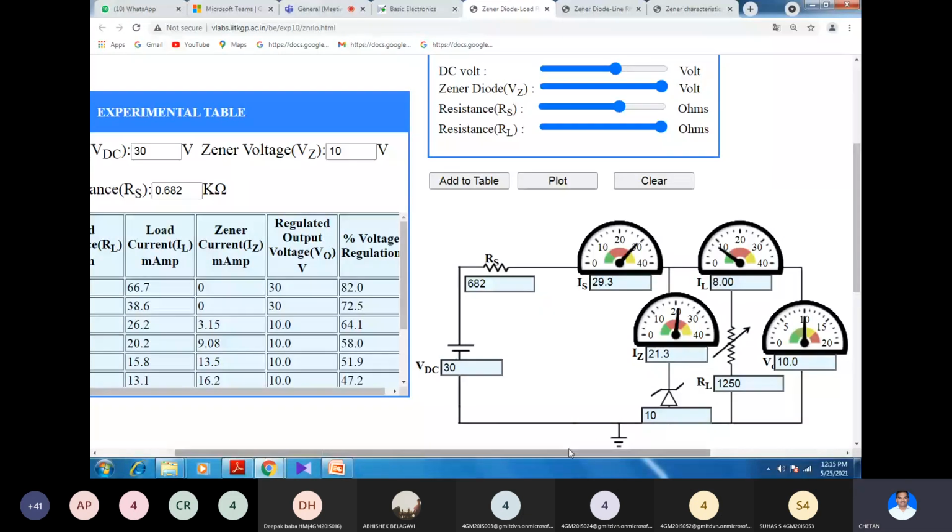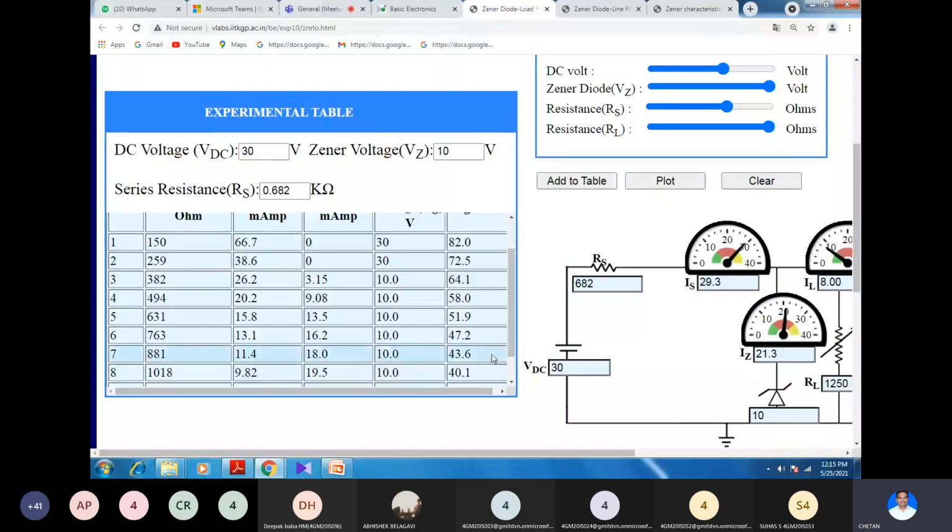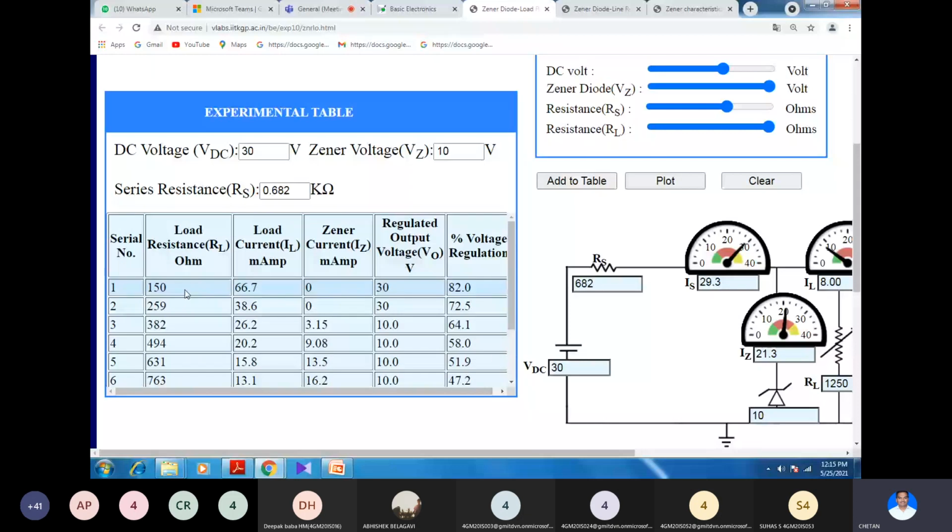So here you can see the table, right? Serial number 1 and 2 are the values of RL. As the value of load resistance RL is very less, the Zener diode is not conducting. That's why IZ is 0. As the Zener diode is not conducting, the applied voltage at the input is appearing at the load. Across the load, you have the same value as the input voltage.